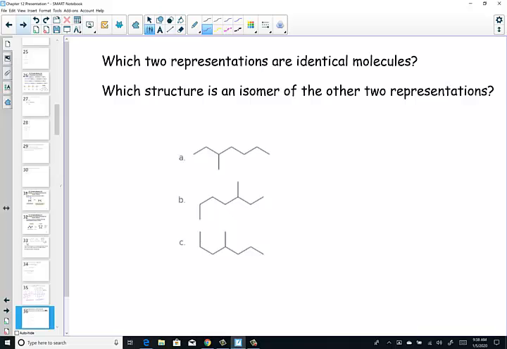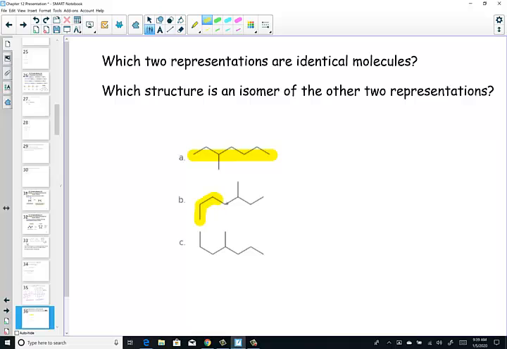Which two representations are identical and what is different? It's kind of like that Sesame Street game. What's the same and what's different? So here, the strategy is really just seeding how we name compounds. I want you to work to find the longest carbon chain and number them. The longest carbon chain. Here's one. 1, 2, 3, 4, 5, 6, 7 carbons long.